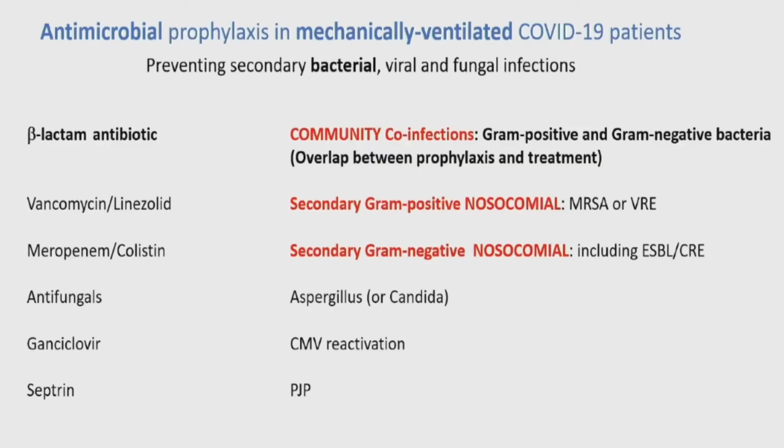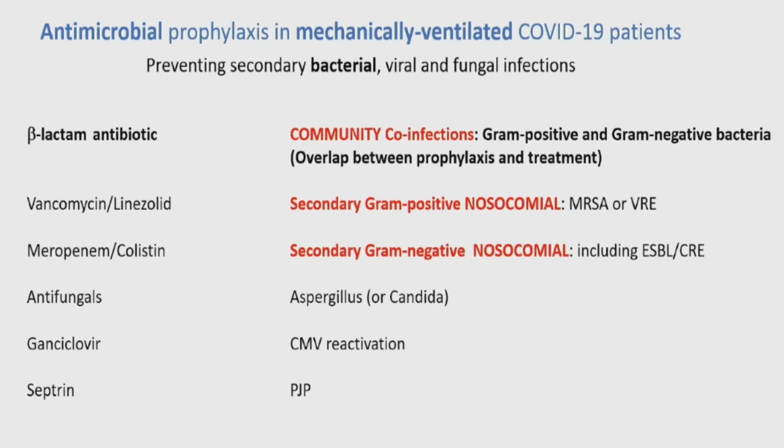Antimicrobial prophylaxis in mechanically ventilated COVID-19 patients is being used very commonly. It's mainly to prevent secondary bacterial, viral, and even fungal infections. The most common antibiotic that is used is beta-lactam. It is mainly to cover the community co-infections.